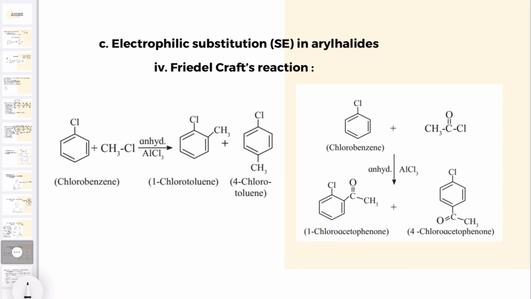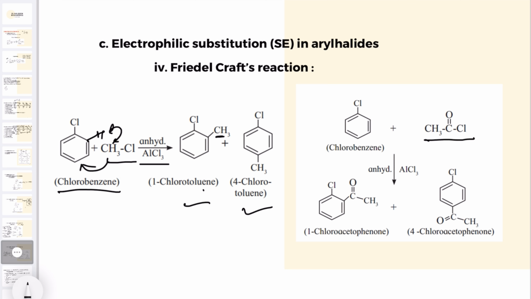Then next is the Friedel-Crafts reaction. I already told that for Friedel-Crafts reaction there are two types, alkylation and acylation. If we want to add an alkyl group on the benzene ring, then we use anhydrous AlCl3 and alkyl halide with the aromatic halide, that is chlorobenzene. Then the formation of ortho and para products takes place, that is 2-chlorotoluene and 4-chlorotoluene. Here the CH3 comes ortho to this chlorine or at the 4th position. So these two products are formed.